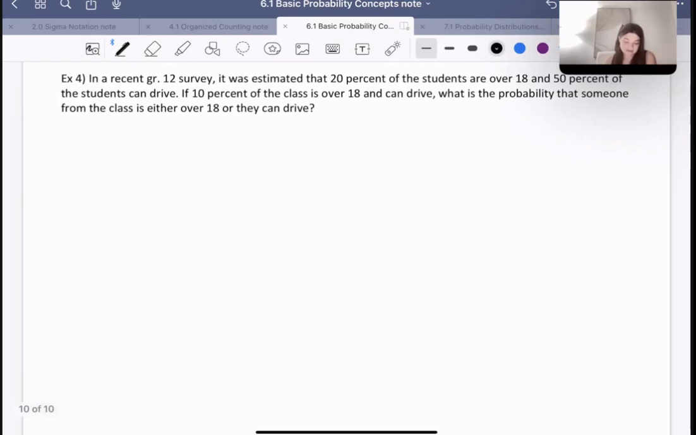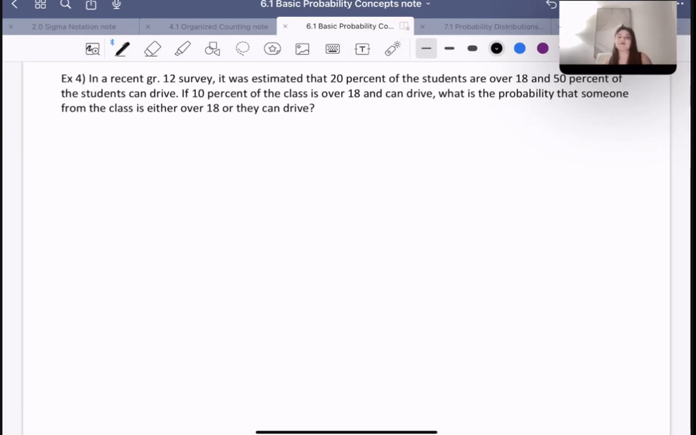Okay, let's do one last question, and then I promise we will be done with this unit, or at least this unit's lectures, after I do one more example here. But it's an important one, so let's not skip it. It says, in a recent grade 12 survey, it is estimated that 20% of the students are over 18 and 50% of the students can drive. If 10% of the class is over 18 and can drive, what is the probability that someone from the class is either over 18 or they can drive?